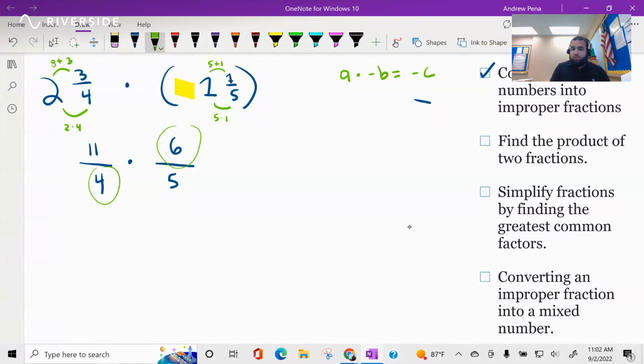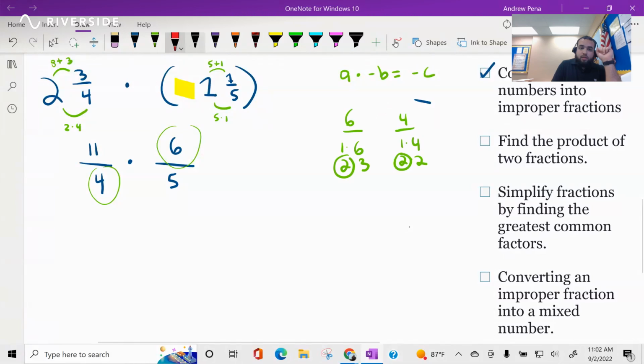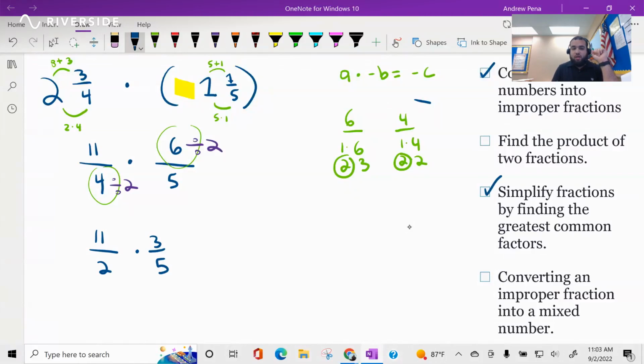And so we're going to take the factors of 6 and 4. 1 times 6 and 2 times 3. 1 times 4 and 2 times 2. The greatest common factor is the biggest factor that they have in common, which is 2. Therefore, I want to go ahead and divide the top and that bottom number by 2. So we are simplifying our fractions even before we begin to multiply. 11 over 2 times 3 over 5. We have not changed the value of those fractions. They still have the same value from the beginning.